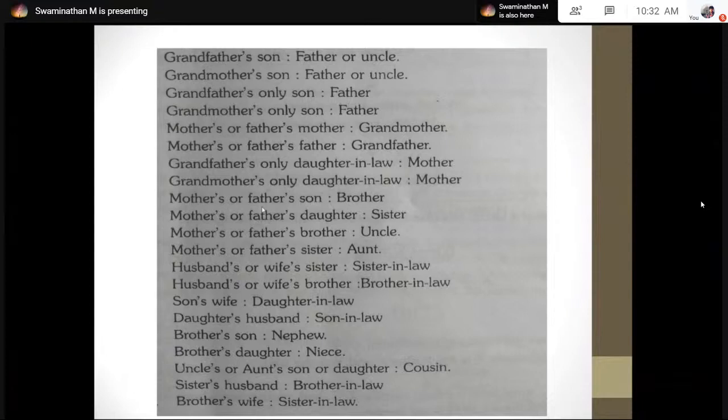Mother's or father's son, brother. Mother's or father's daughter, sister. Mother's or father's brother is uncle. Mother's or father's sister is aunt.